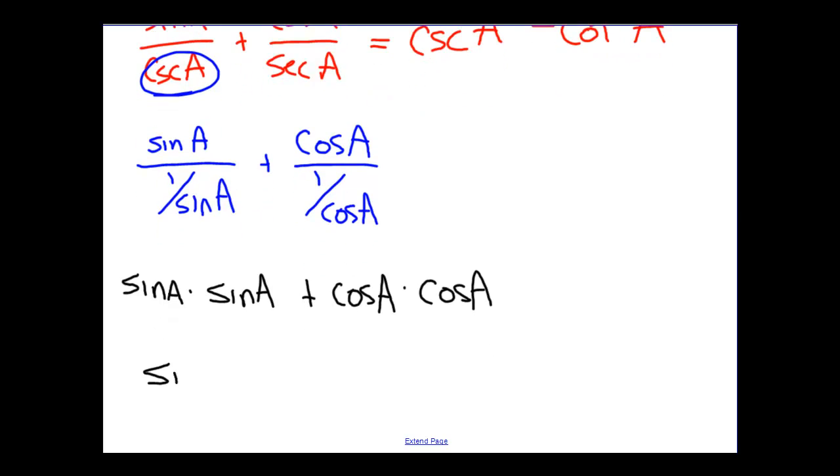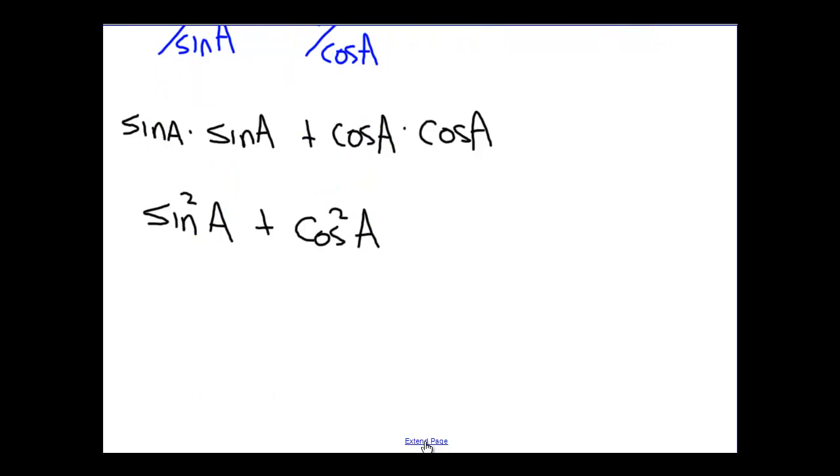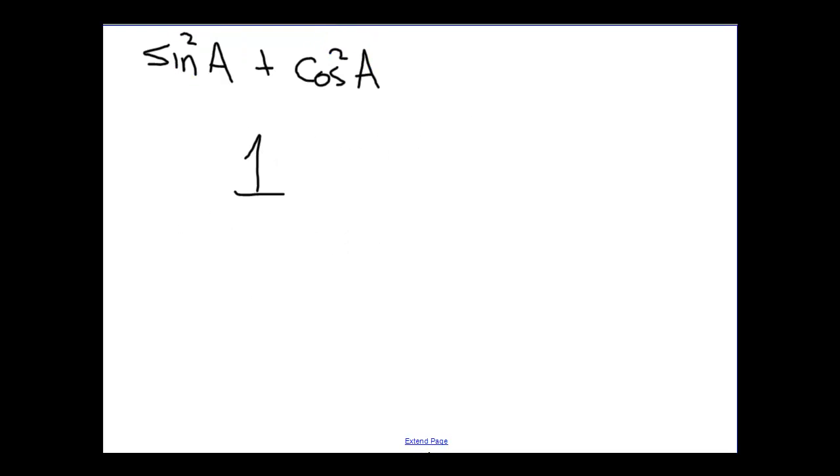And if we do this, sine of A times sine of A will give us the sine squared of A. Cosine of A times cosine of A will give us cosine squared of A. And of course, we know from the Pythagorean identity, which you should already be starting to have memorized, that sine squared of A plus cosine squared of A is equal to 1. So then we can ask ourselves, what are some other ways of expressing the number 1? If we start with the Pythagorean identity for sine and cosine, we see cosine squared A plus sine squared A is equal to 1.